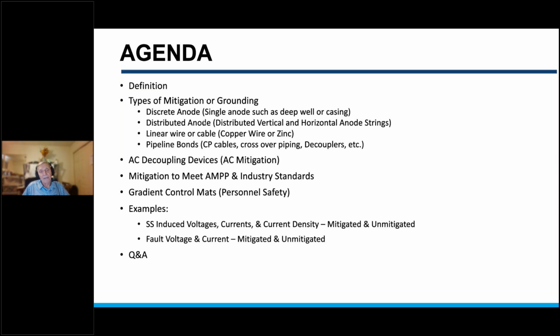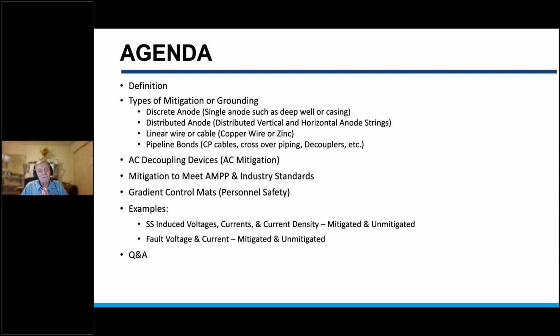This is a powerful one. With the new technologies of using ground rods and bringing the cost down versus regular conventional CP anodes, it is really taking hold in the industry. The other one we're going to talk about is the linear placement wire or cable. Copper wires are really taking over versus zinc, because zinc started off in the industry because we didn't have decouplers. Now that we've got decouplers, copper wires are a good alternative.